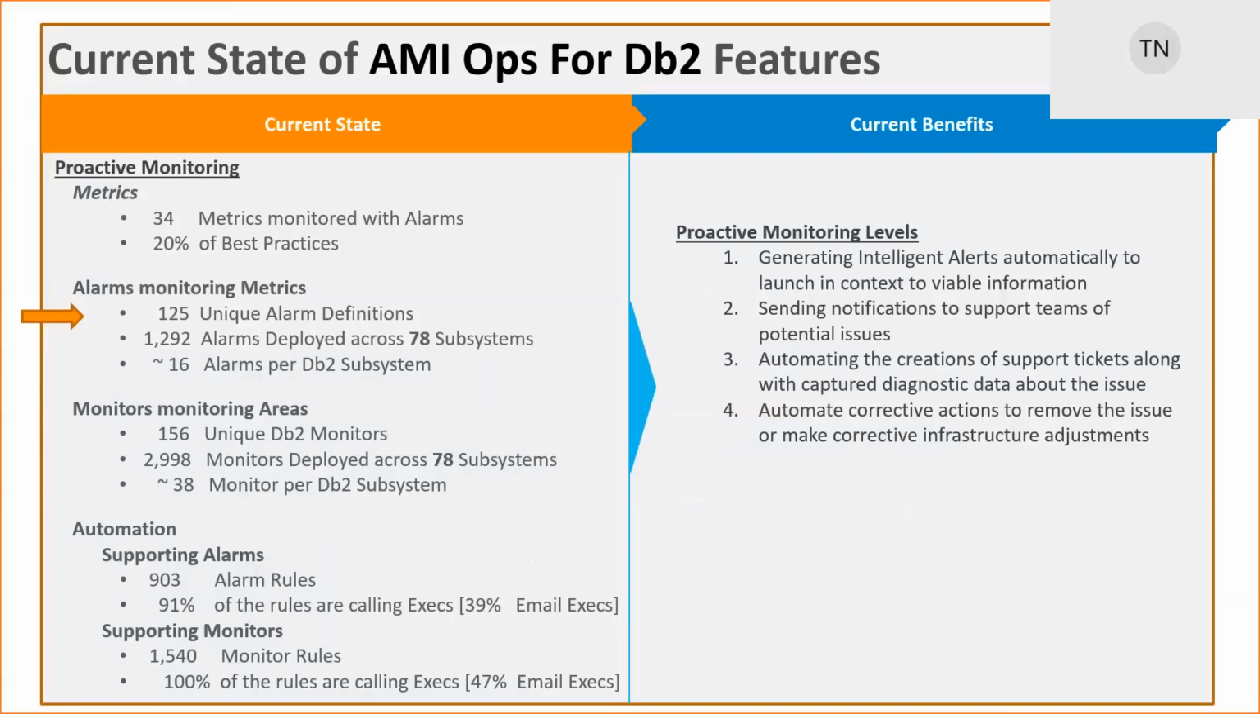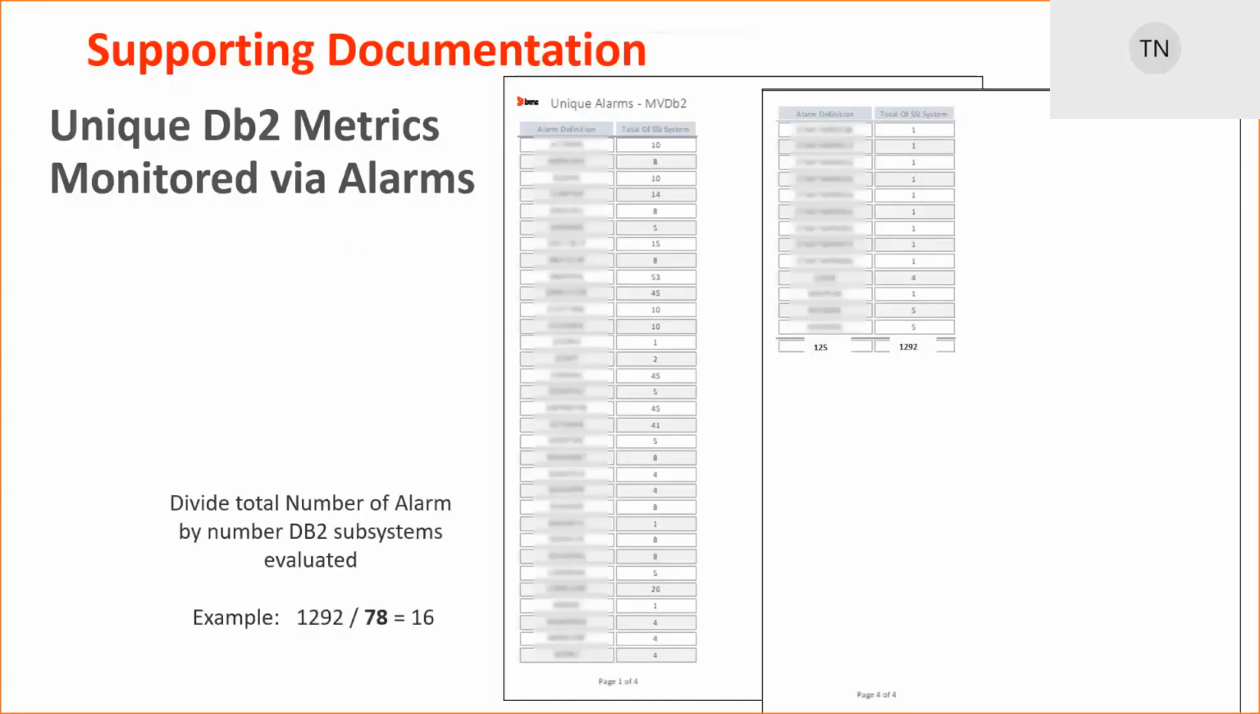Let's go back to the current state, and we see 125 unique alarm definitions, 1,292 alarms deployed across 78 subsystems for an average of 16 alarms per DB2 subsystem. And again, we find this information in an AIR report. We see the names of 125 unique alarms spread across these systems. 1,300 total alarms are running, which is a lot. So you do the math, and there are an average 16 alarms per DB2 subsystem. So you can see there's a lot of activity going on here.